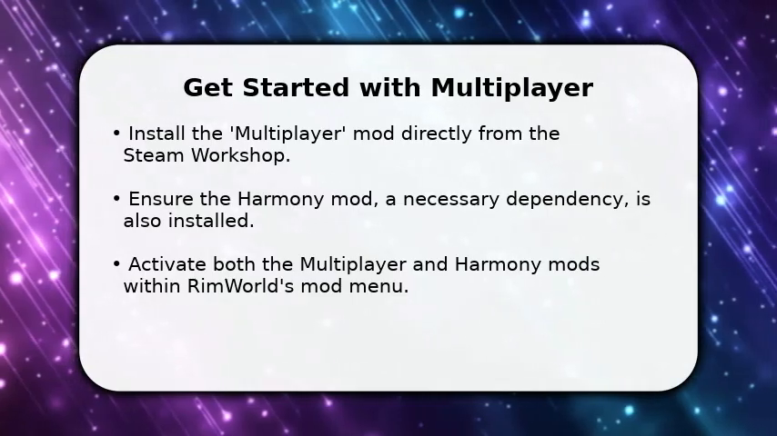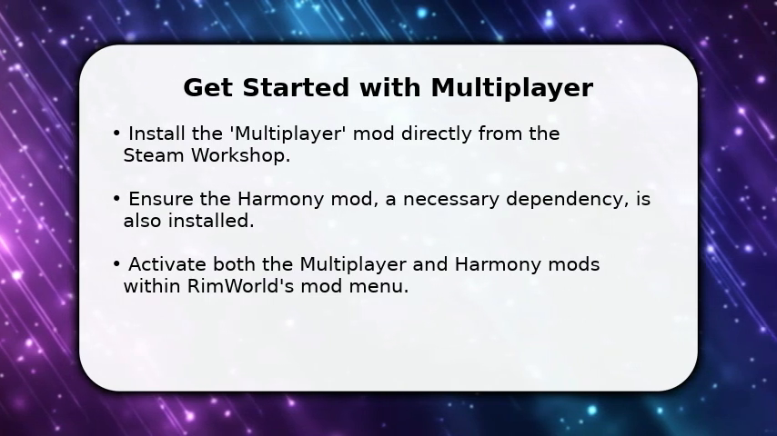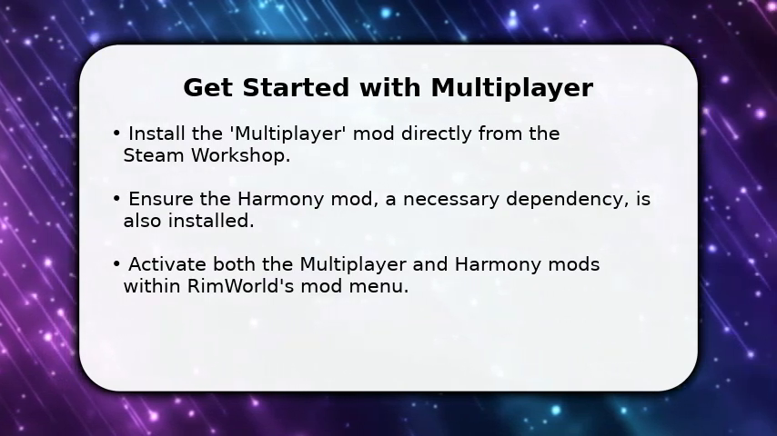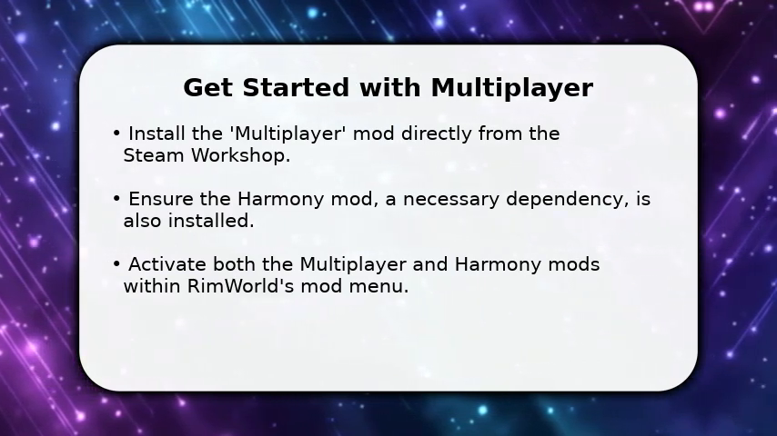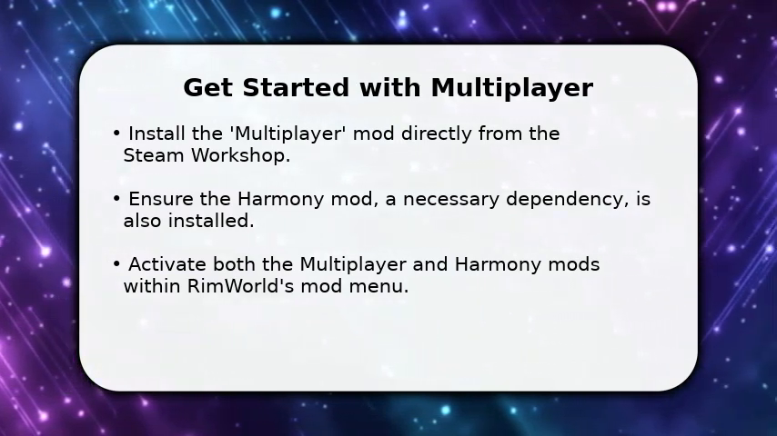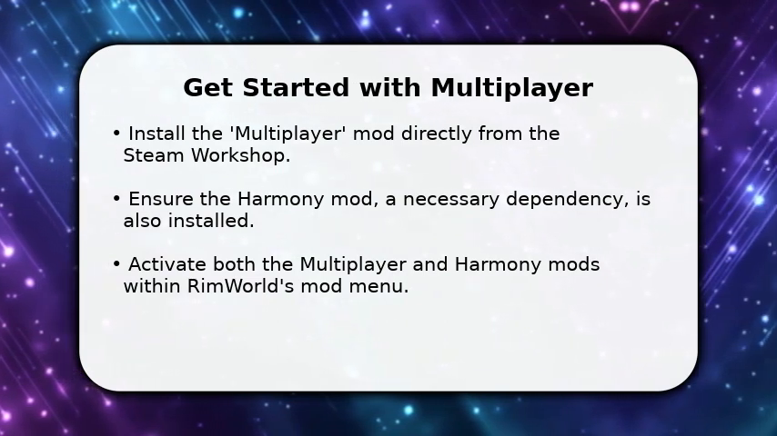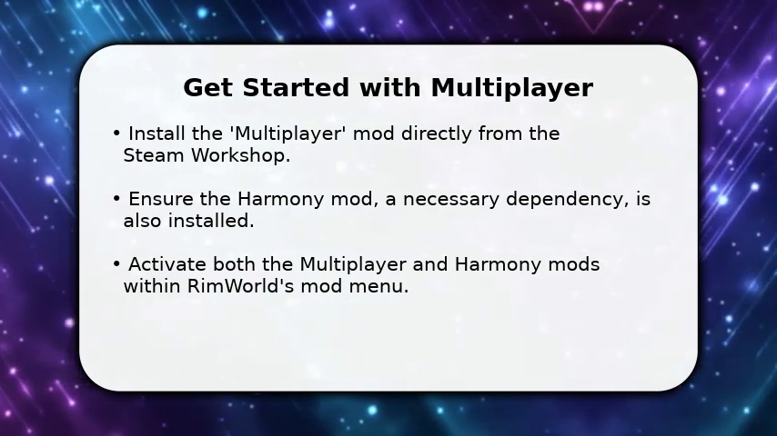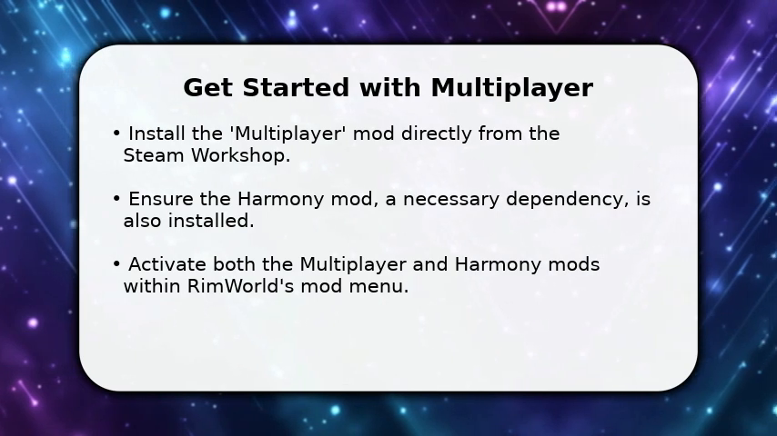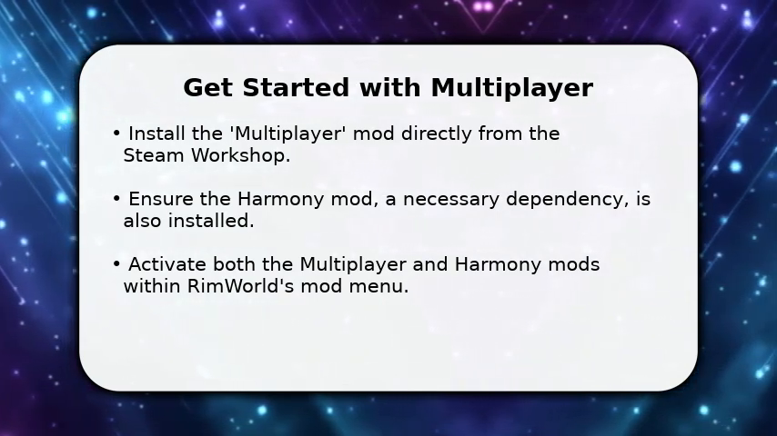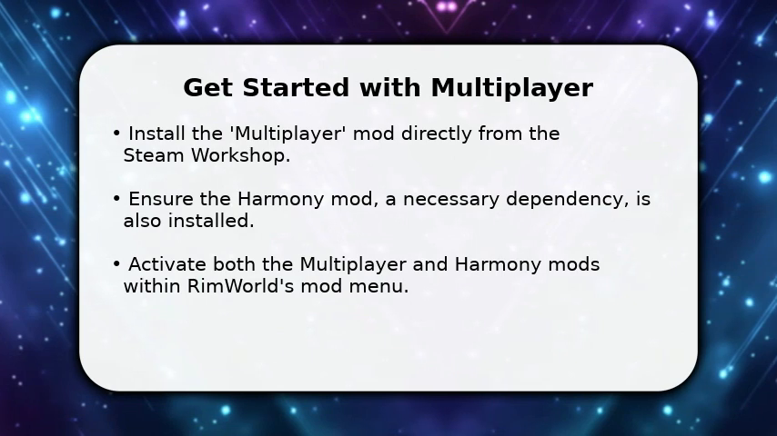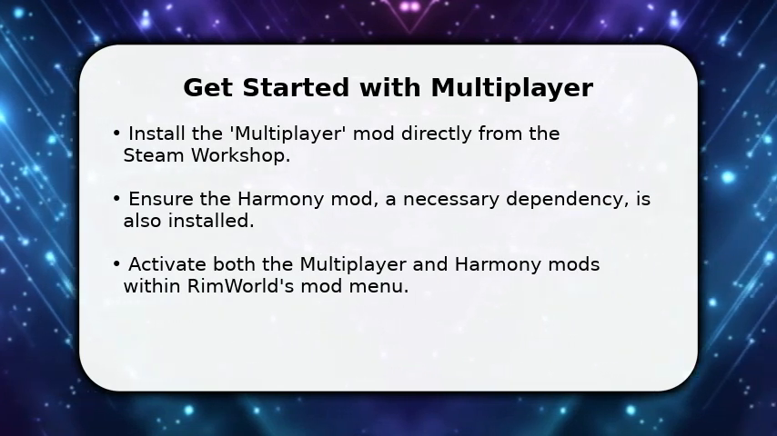In this video, I will explain how to play RimWorld online. First, you will need to install the multiplayer mod from the Steam Workshop. This mod is community-driven and enables online play. Remember to also install the Harmony mod, which is a crucial dependency for many RimWorld mods, including this one. Once downloaded, activate both mods in your game's mod menu, then restart RimWorld to apply the changes.